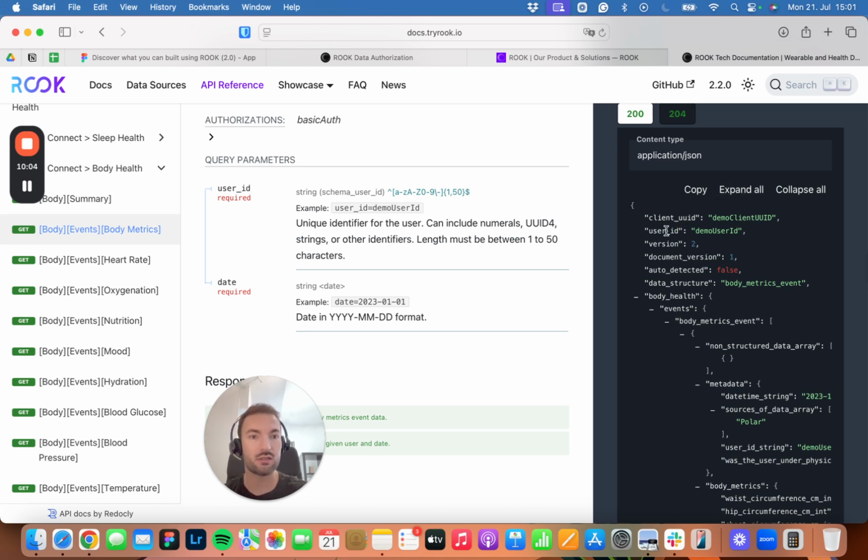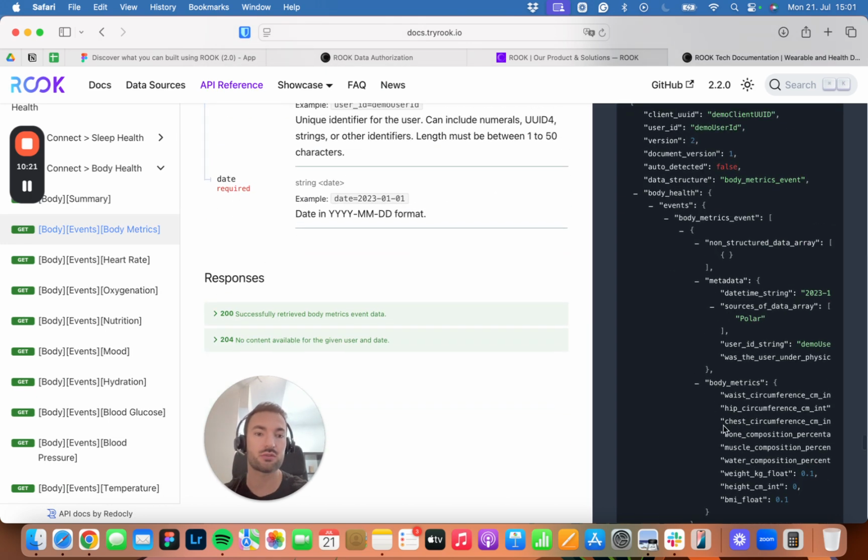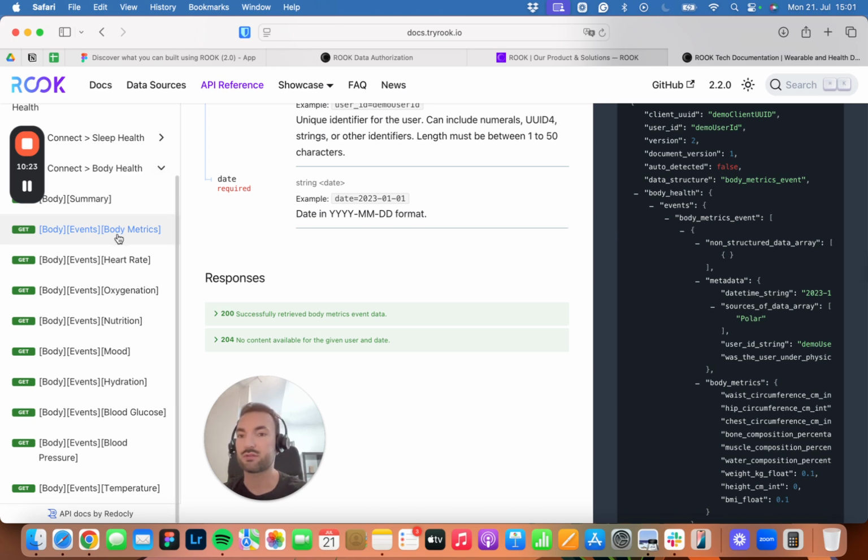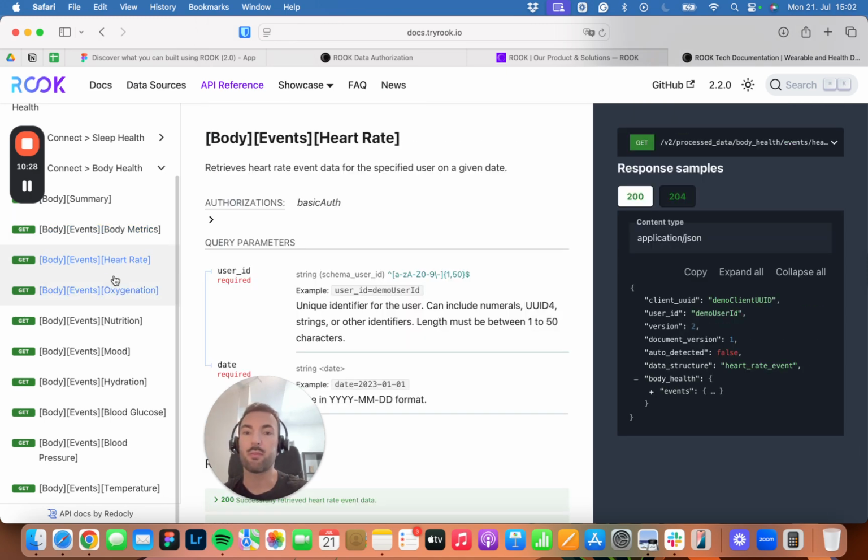Structure always the same, client ID, user ID, version 2, document version, repeated this a few times already, always has to be the most updated one for this user, for this date we're looking at, so that we have the most updated data in case the data source is providing us with some updated data. That happens from time to time after the first data was sent over. Heart rate from a body perspective, which is often heart rate that might be measured throughout the day as a passive data point, so nothing during an activity or so.